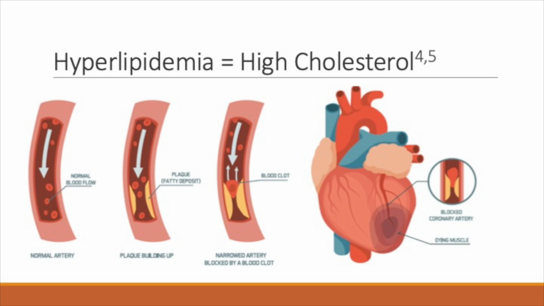A stroke is when the blood supply to part of your brain is interrupted or reduced, depriving the brain tissue of oxygen and nutrients. Brain cells then begin to die within minutes.